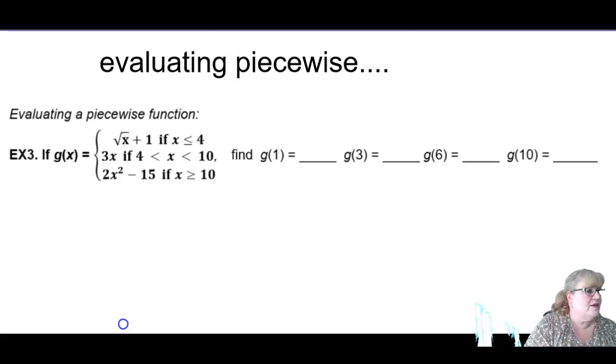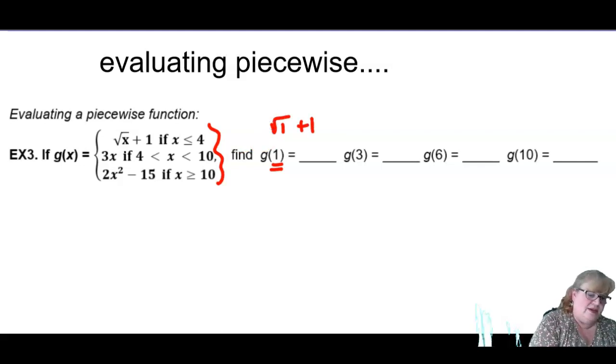And then we have evaluating piecewise functions. When you evaluate piecewise, you have to pick which of these three rules this value goes into. It says for 1. Well, 1 is less than or equal to 4, so we put it in here and we get square root of 1 plus 1. Okay, guys, please tell me you know the square root of 1 is just 1. 1 times 1 is 1, so the square root of 1 is 1, plus 1 is 2.